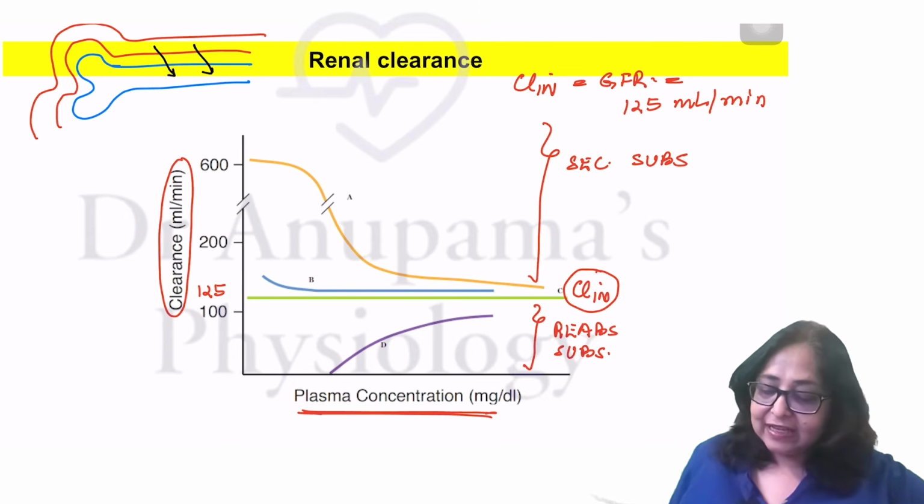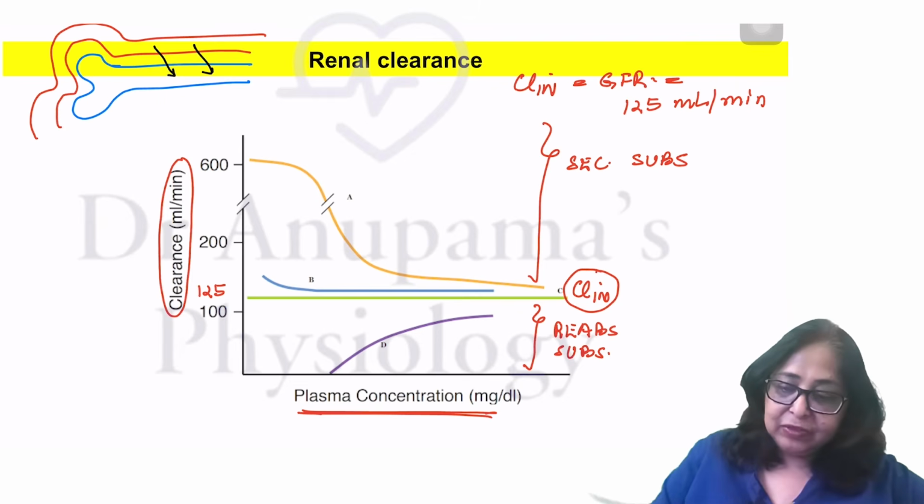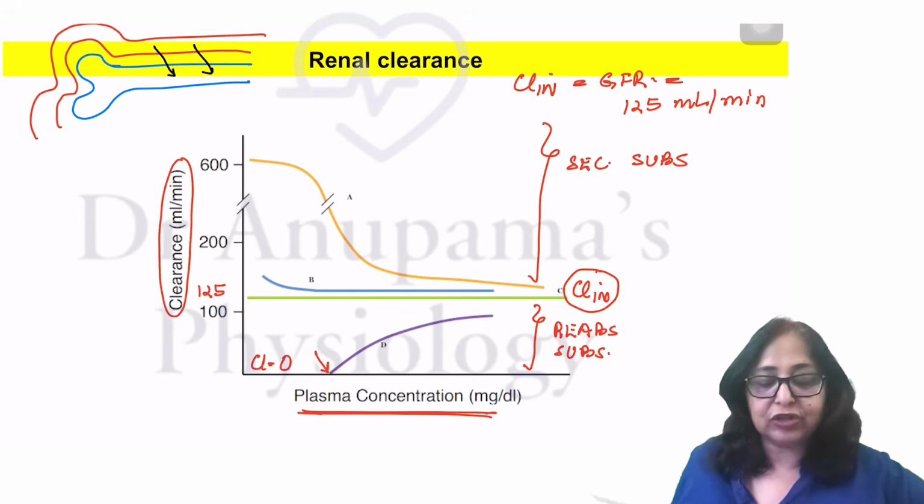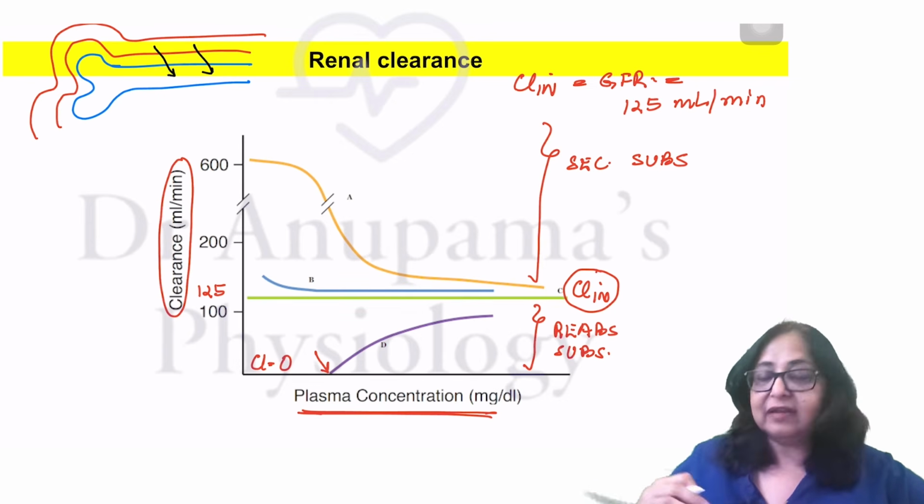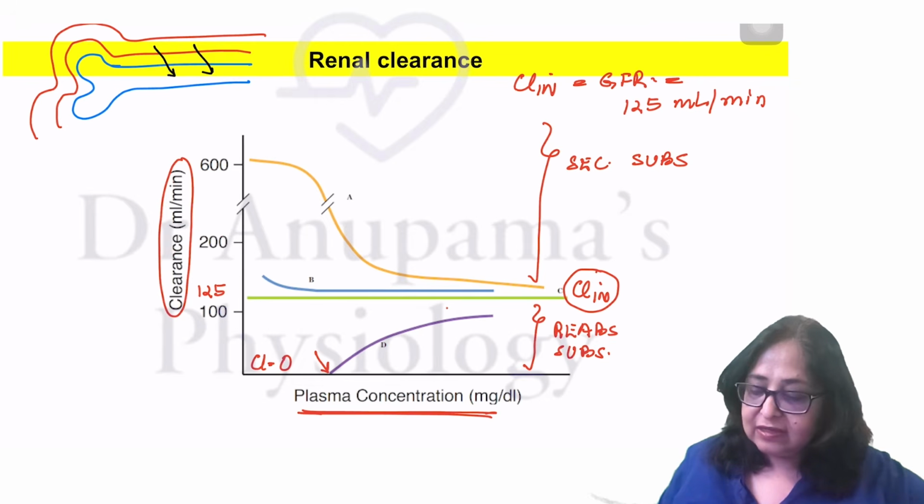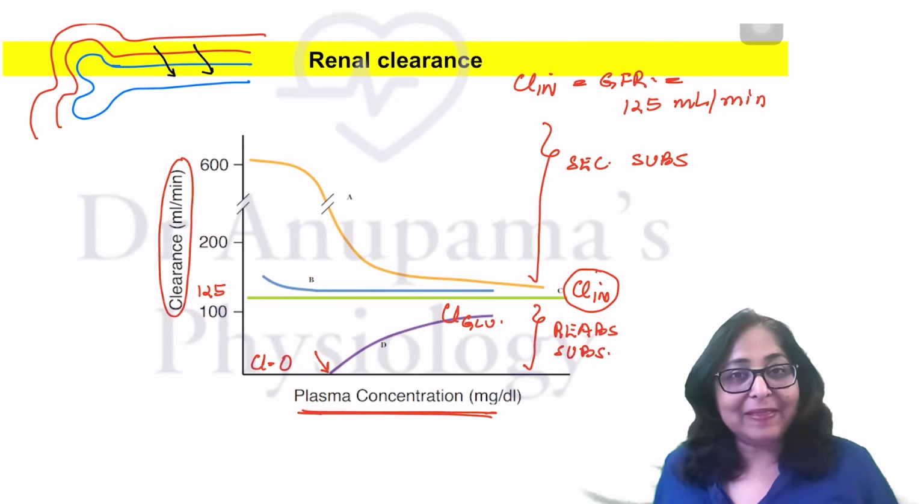Now let's look at substance D. Now this has, the clearance is 0 below a certain plasma concentration. Then after that particular plasma concentration is reached, the clearance increases but is less than the clearance of inulin. Now, this is the clearance of glucose. Let me try and explain that.